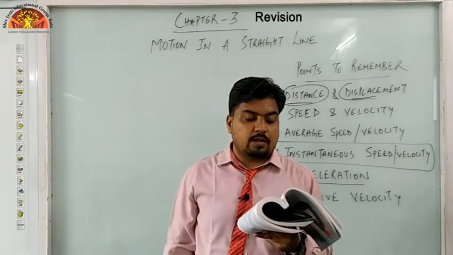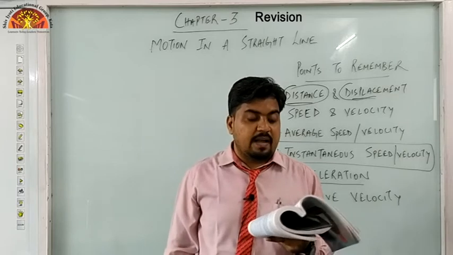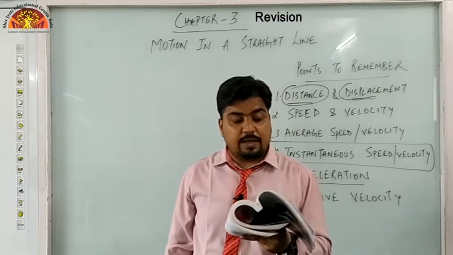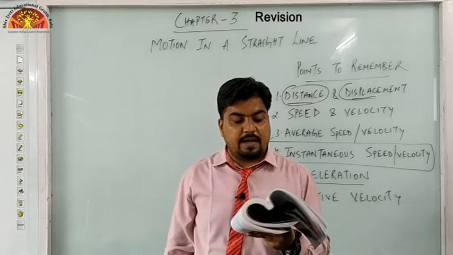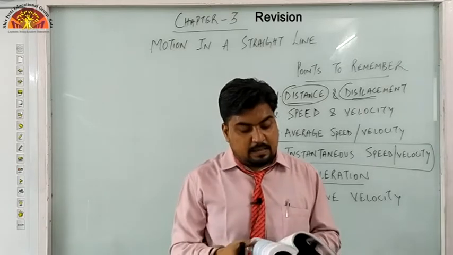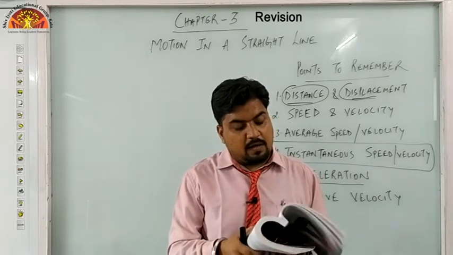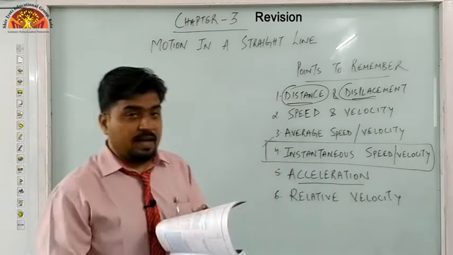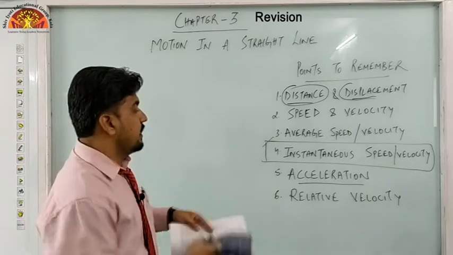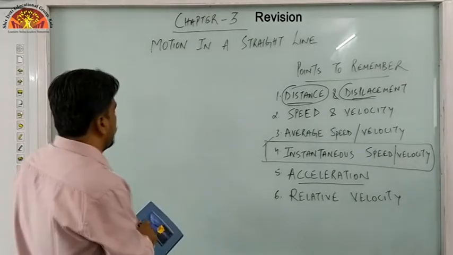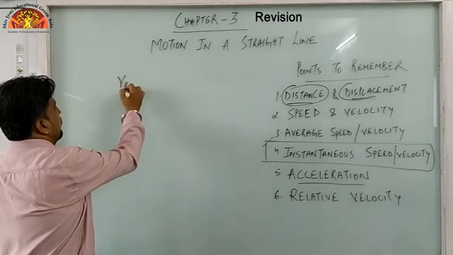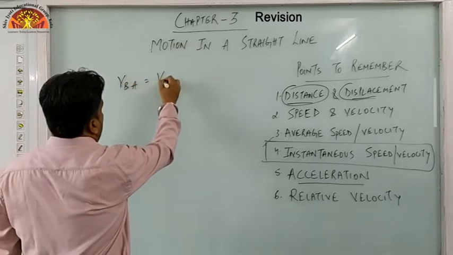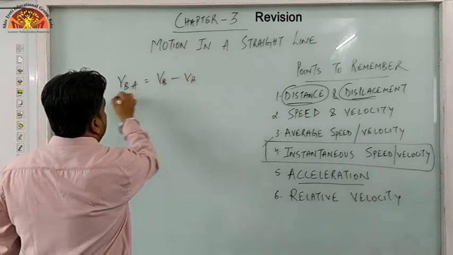Then we need to calculate the velocity of the ground with respect to B, and then the velocity of a monkey running on the roof of train A. We'll discuss the third part later. First, we need to calculate the velocity of B with respect to A. Understand, I told you, velocity of B with respect to A comes out to be VB minus VA. Simple.